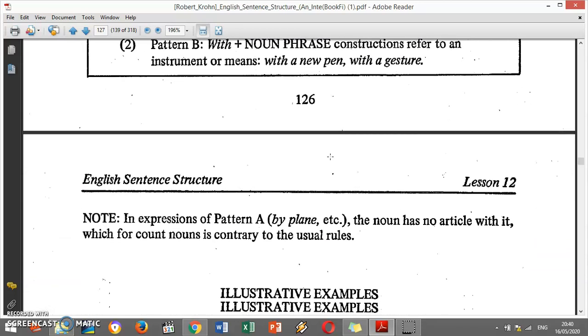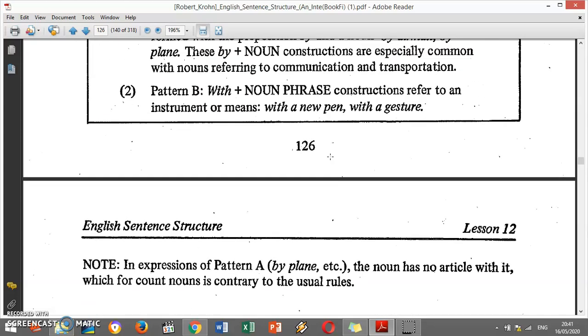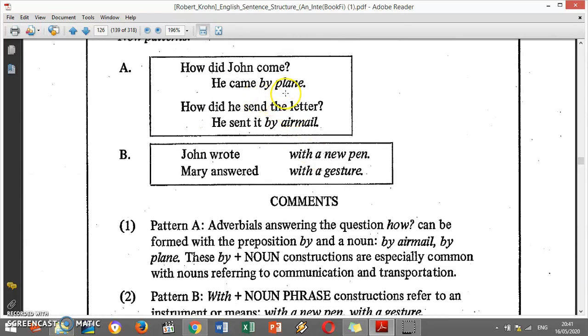Okay. And then on a note, in expressions of pattern A, by plane and etc., the noun has no article with it, which for count noun is contrary to the usual rules. Nah, kalau ini biasanya untuk pattern A ini kan by plane, dia nggak by a plane atau by planes. Jadi memang untuk konstruksi ini dia tidak usah ditambahkan artikel apa-apa. Tidak usah dijelaskan satu atau banyak. Tetap dia menggunakan plain ini saja ya. Tidak usah ditambah e atau ditambah s di belakangnya.